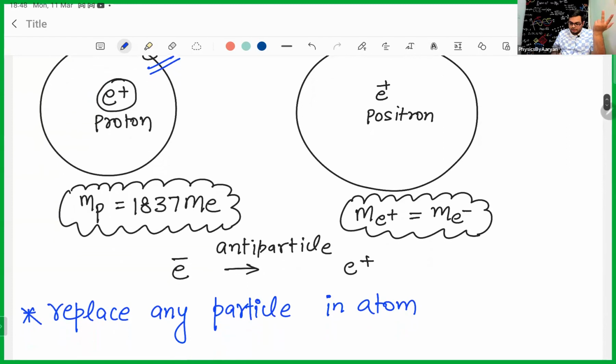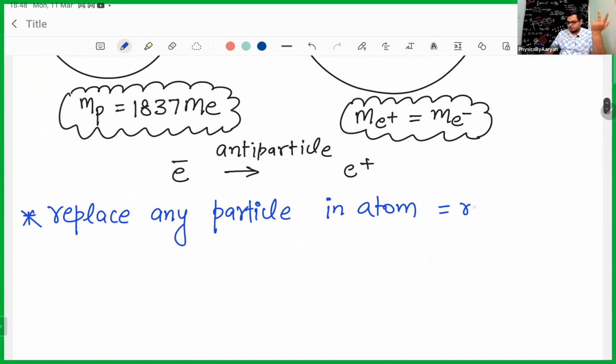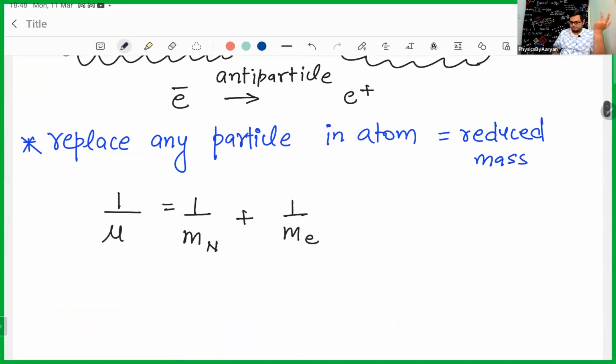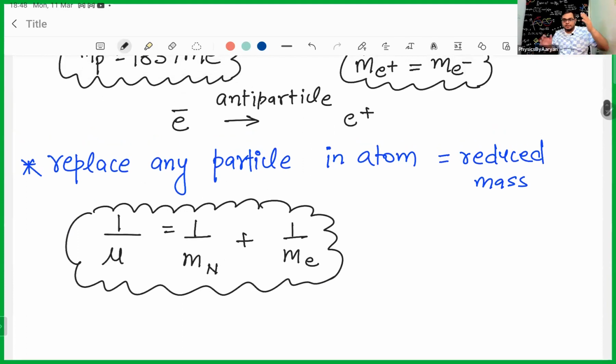Whenever you do something like that, you have to write the reduced mass. How do we define the reduced mass? 1 by mu equals 1 by the mass of the nucleus plus 1 by the mass of the electron. This is how we define the reduced mass. So now in our atom, instead of taking the mass of the electron, we have to take the reduced mass.